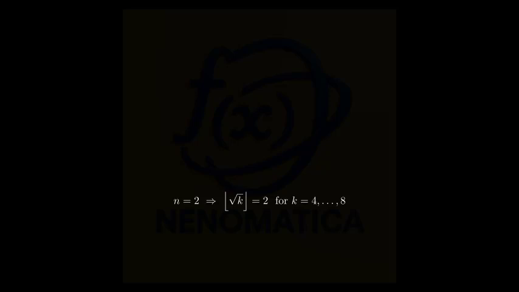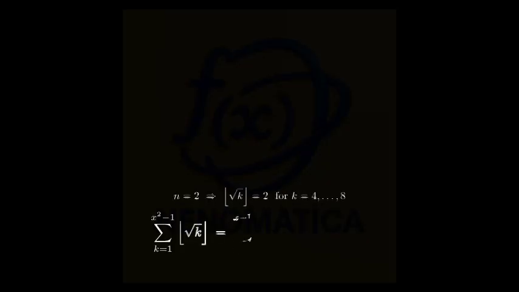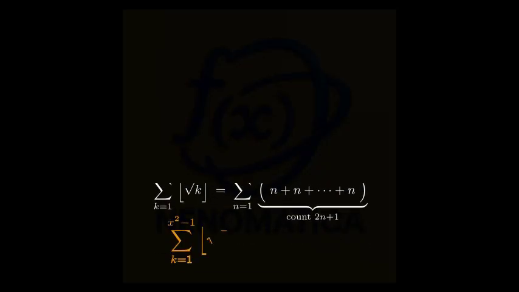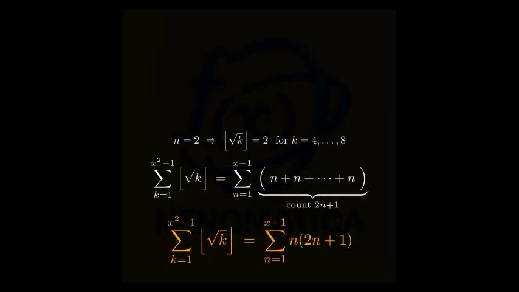The numbers from 1 up to x squared minus 1 split into blocks for n equals 1 up to x minus 1. Each block contributes n repeated 2n plus 1 times. So the total becomes the sum from n equals 1 to x minus 1 of n times 2n plus 1. Expand n times 2n plus 1 into 2 times n squared plus n. Then apply the standard power sum formulas for the sum of n and the sum of n squared, with k equal to x minus 1.